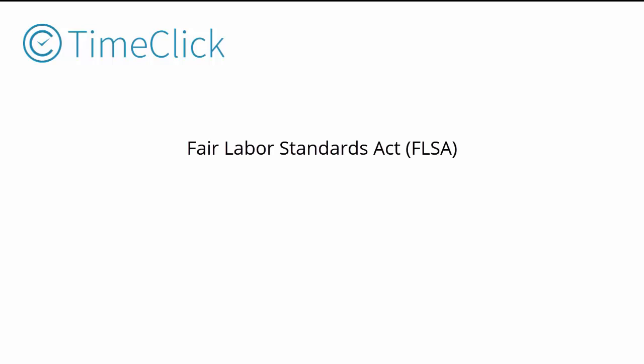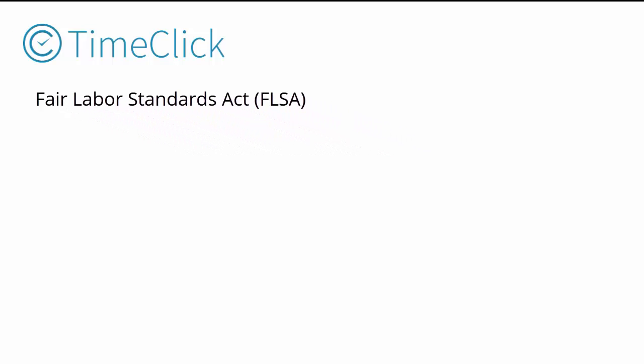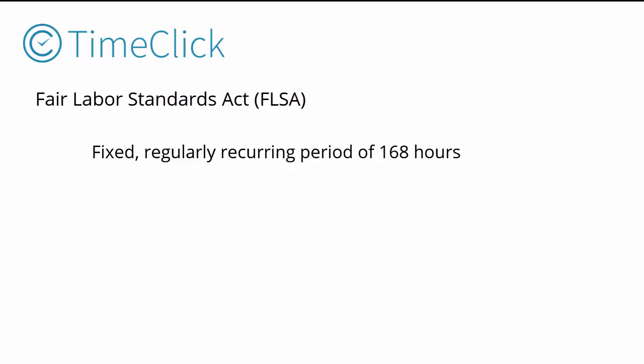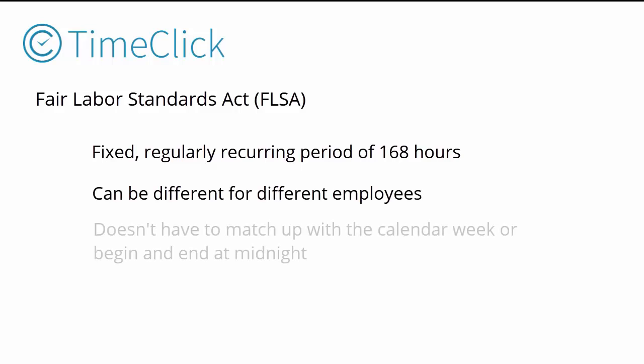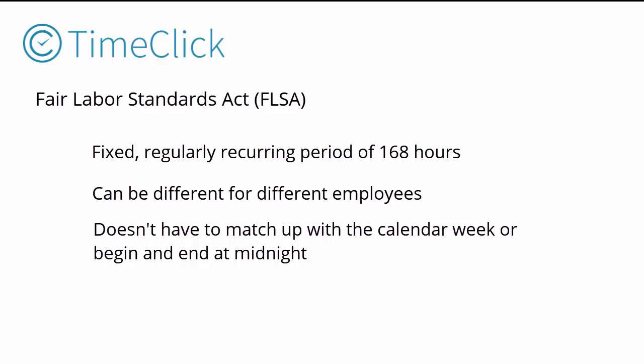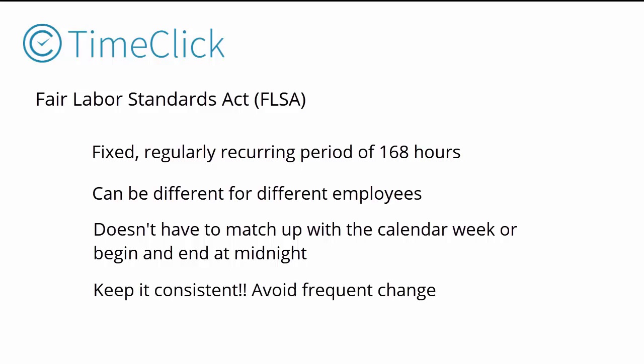The Fair Labor Standards Act, or FLSA, states that an employee's workweek must be a fixed, regularly recurring period of 168 hours. This week of 7 24-hour days can be different for different employees and doesn't always have to align with the calendar workweek or begin and end at midnight. You just need to make sure the workweek assigned to an employee stays consistent.